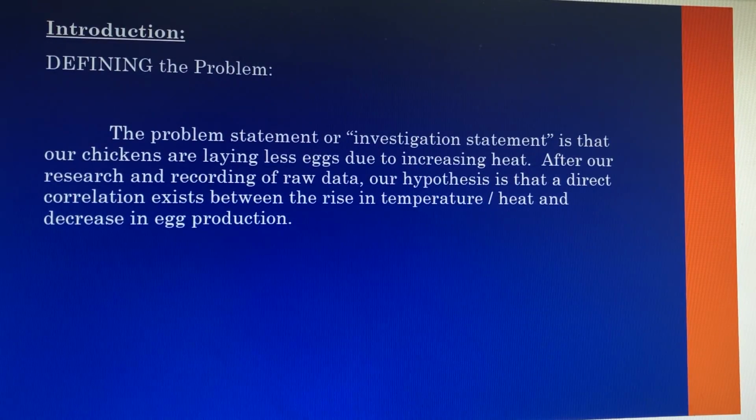So defining our problem statement, or investigation statement: our chickens are laying fewer eggs due to increased heat. It's a shared hobby of me and my son. We have several chickens, and we just enjoy having our own eggs. So we chose this so he could be engaged.